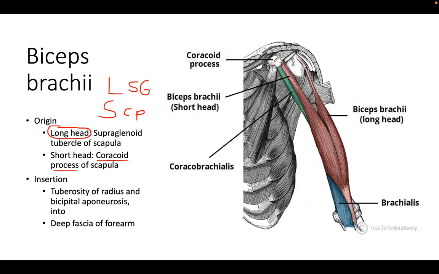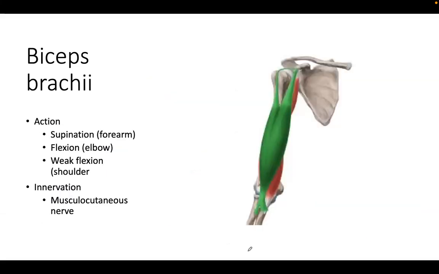Question. What nerve from the brachial plexus would pierce the coracobrachialis? What nerve of the brachial plexus would pierce the coracobrachialis? It is the musculocutaneous nerve. The musculocutaneous nerve.